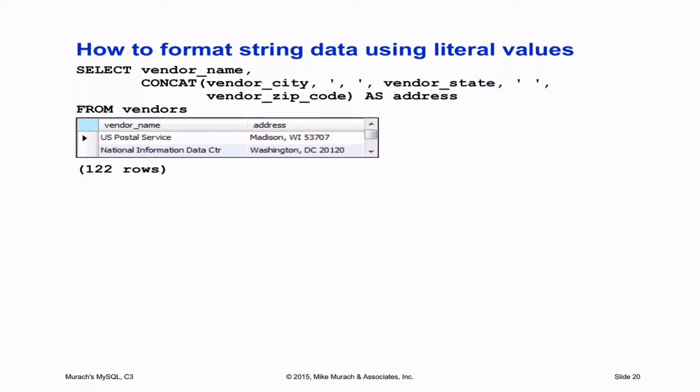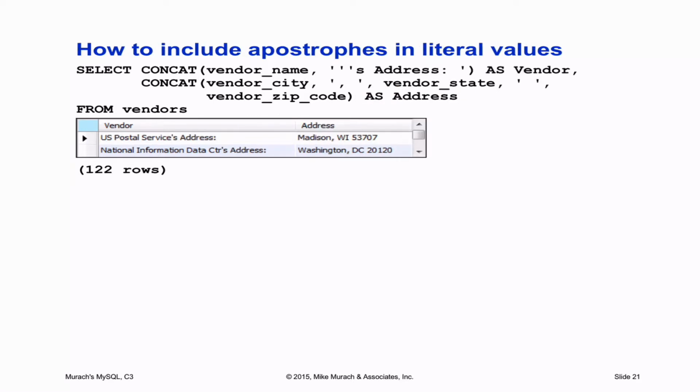Here's another example where they did concat. They added in some spacing and some commas, and then they added the AS keyword to give it a nice column title of address. And there's just some more examples. Here they're concatenating right there in the select, so you don't have to select and then concat. You can mix in and do the concat right there with the select. That works as well too.